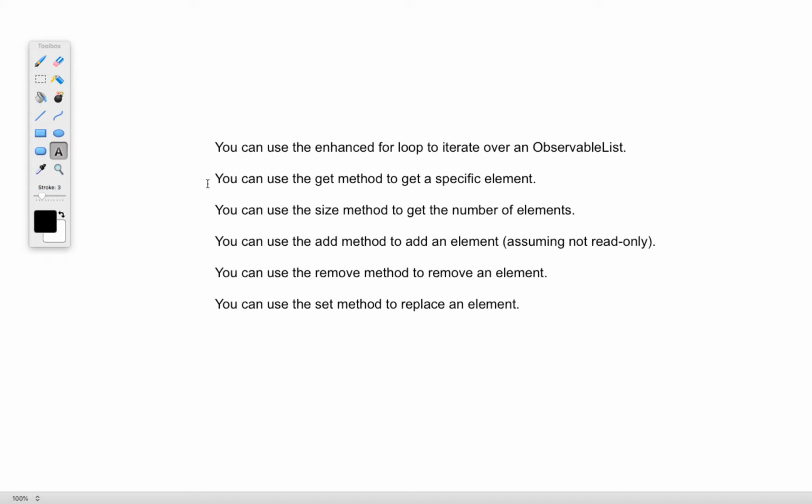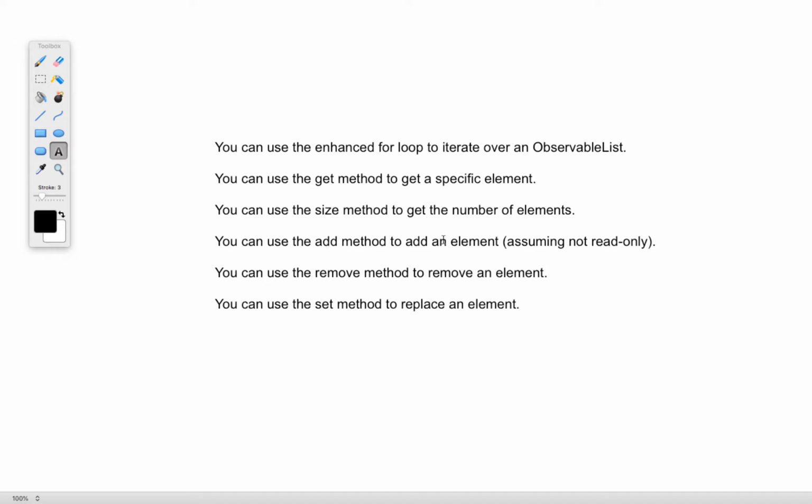Some of the other things we have here, we have the get method to be able to get a specific element. So we saw that previously when I showed the get method to check the indices within that observable list for the index that I created in the previous video. We have the size method to be able to check for the number of elements. Again, we saw that in the previous video.